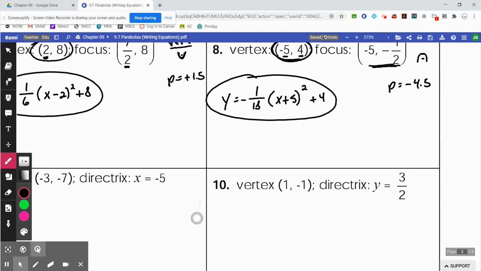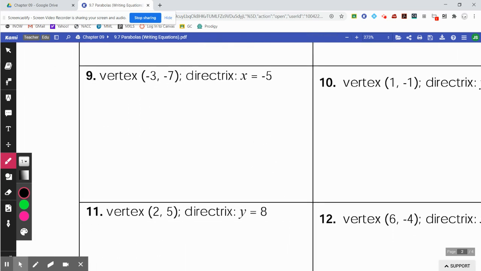Okay, number 9. Here they give you a vertex and a directrix. Now, the directrix, we just know it's the same p distance away from the vertex as the focus is, except it's going to be on the other side of the vertex. So you have a vertex located at -3, -7. And again, you can always sketch this. -3, -7 is somewhere down here. Then you have x equals -5. So an x equals equation is going to be a vertical line over here at -5. So this is my vertex, my directrix. That means my focus is going to be over here on the other side.